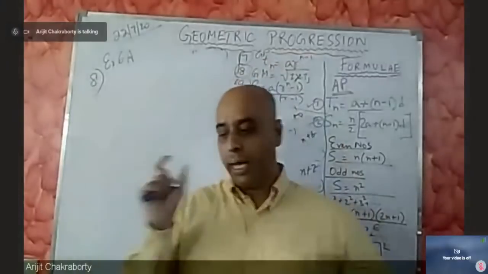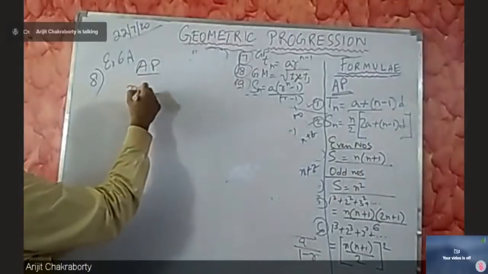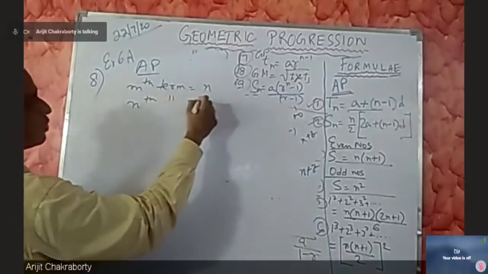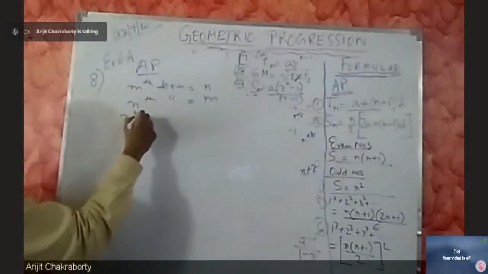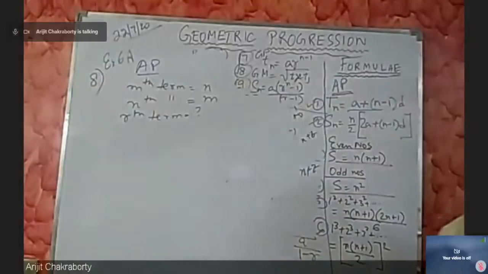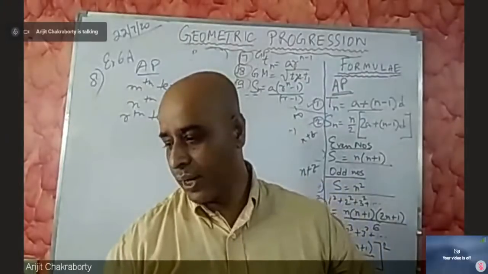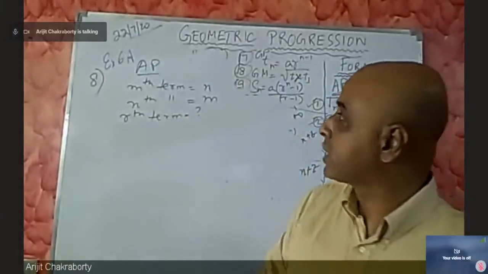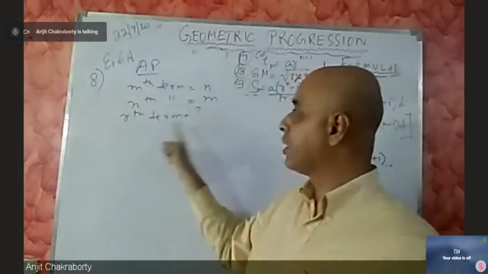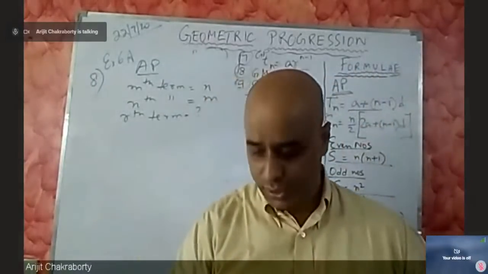See the problem. The mth term of an AP is n. Okay, I write. It's an AP. The mth term is equal to n and the nth term equal to m. Then rth term is how much? Please see the problem once again. It is a question of AP. The mth term is given as n, and the nth term is m. The rth term you have to find out. So let's try out and see what we can do with this.